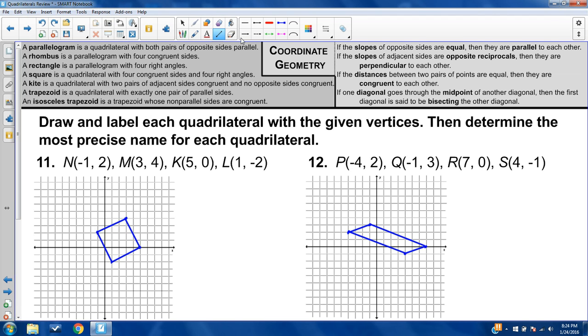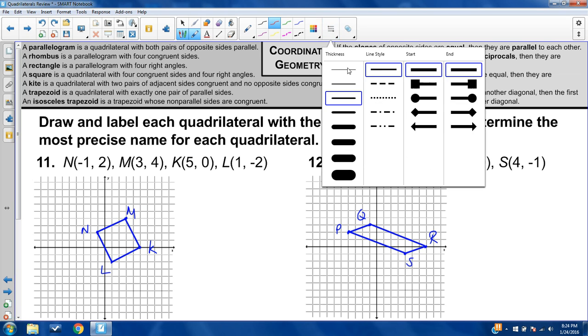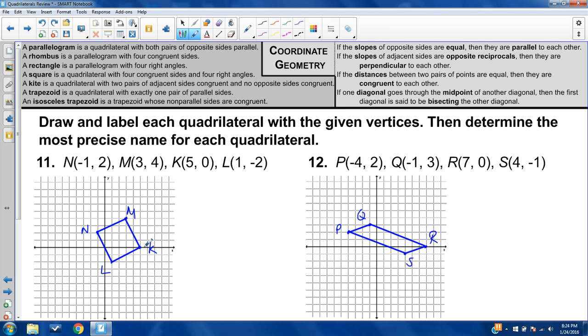Okay, so number 11, I drew the quadrilateral. I have not yet labeled it. Let's do that. N, M, K, L. And then this one here is P, Q, R, S. Anyway, I want to try to find out what shape this is. To me, honestly, it does almost look like a square. And I'm thinking, yeah, it might be a square. But it might be a trapezoid, it might be a rhombus. Who knows, right? But what I'm thinking right now is it could be a square.